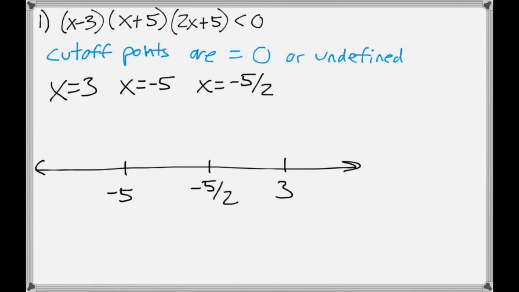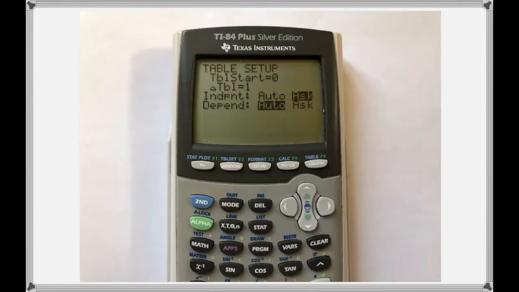Okay, so I need to now make test points. And I actually want to use the table command on the calculator. To use the table command, I took some pictures of my calculator. First we need to get our table into the right mode. So if you do second and then window, it'll take you to table settings. And you want to make sure that your independent variable is set to ask and that your dependent variable is set to auto.